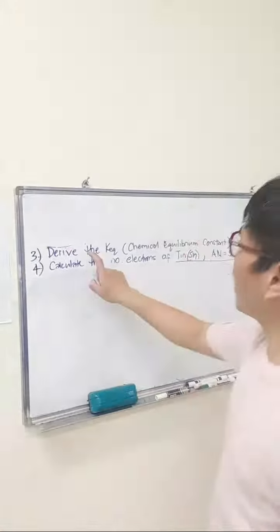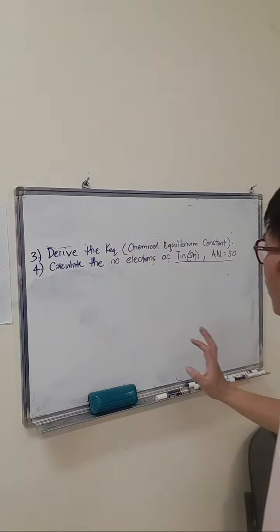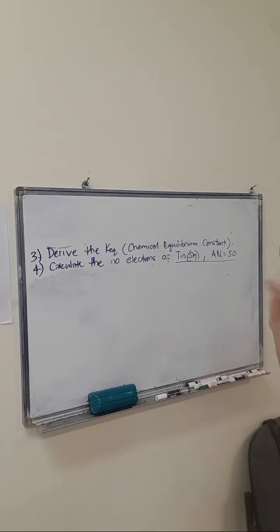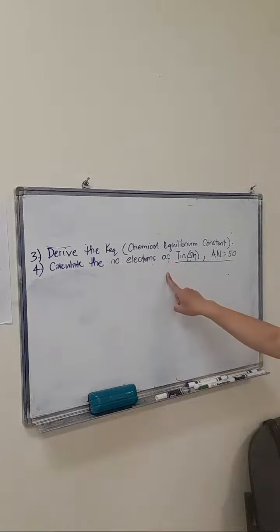Diba? Okay. Derive the chemical equilibrium constant. Uy, nakakaloka. Okay. Let's skip to number 4, guys, because that's the one for now. Calculate the number of electrons of tin with atomic number of 50.